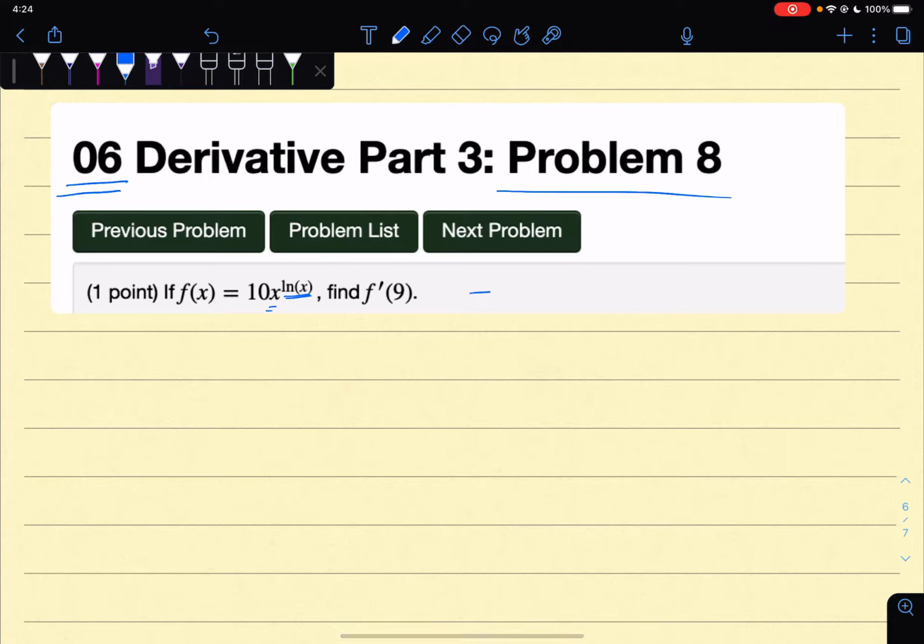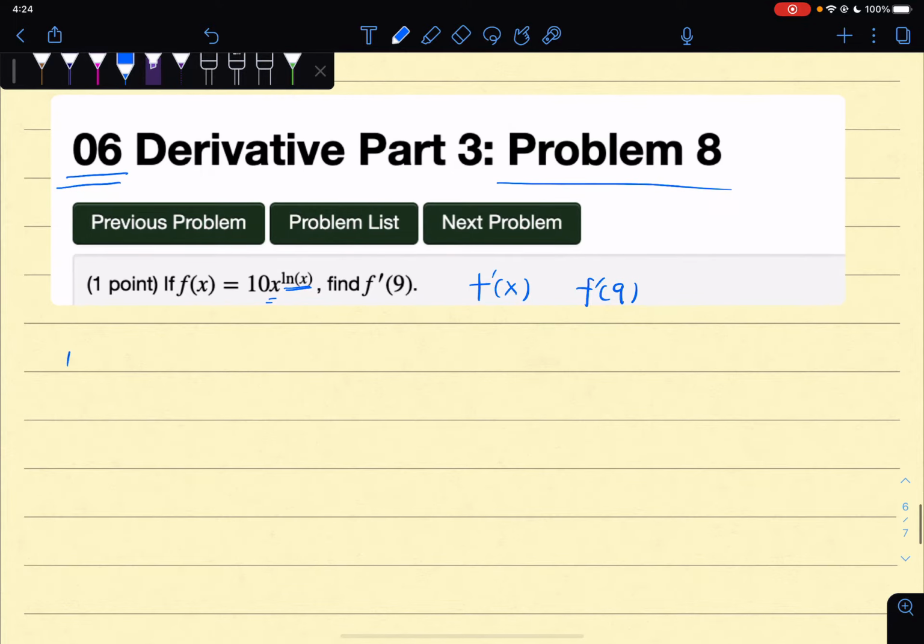According to the definition, you must know you need to find out what's f prime of x first, and then plug in 9 and get rid of x. So in order to find the derivative, logarithmic differentiation says you take log on both sides of the expression. So you end up with something that looks like this.